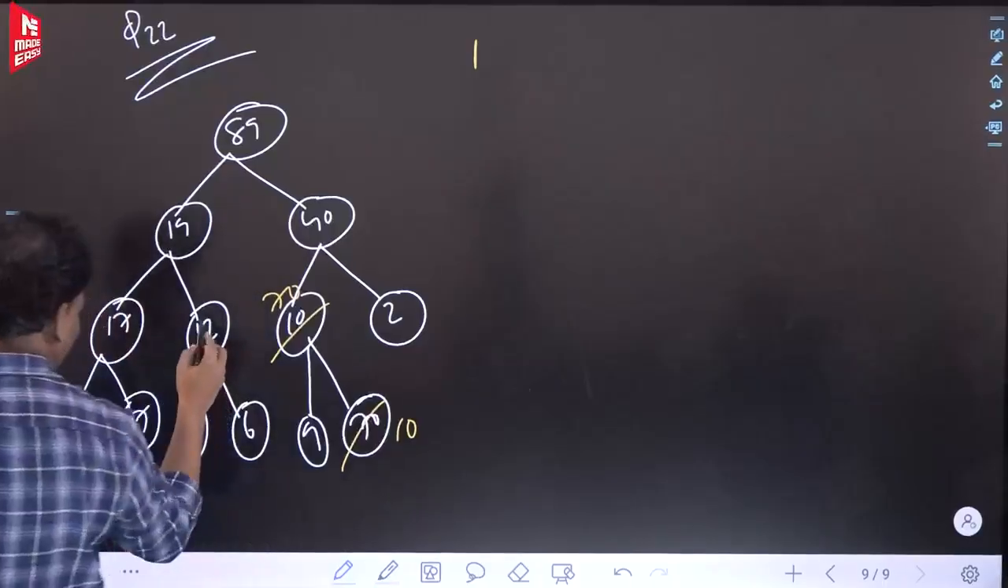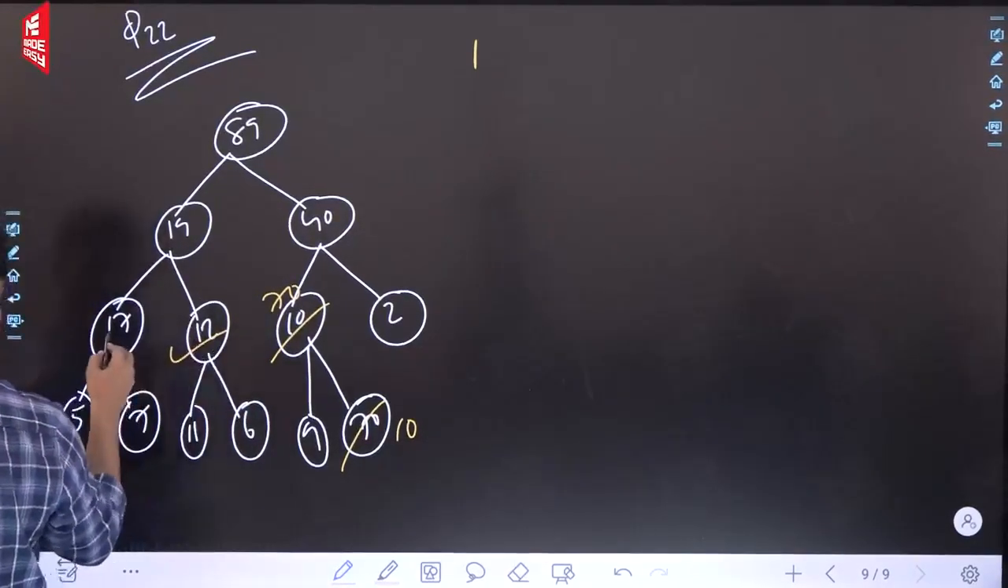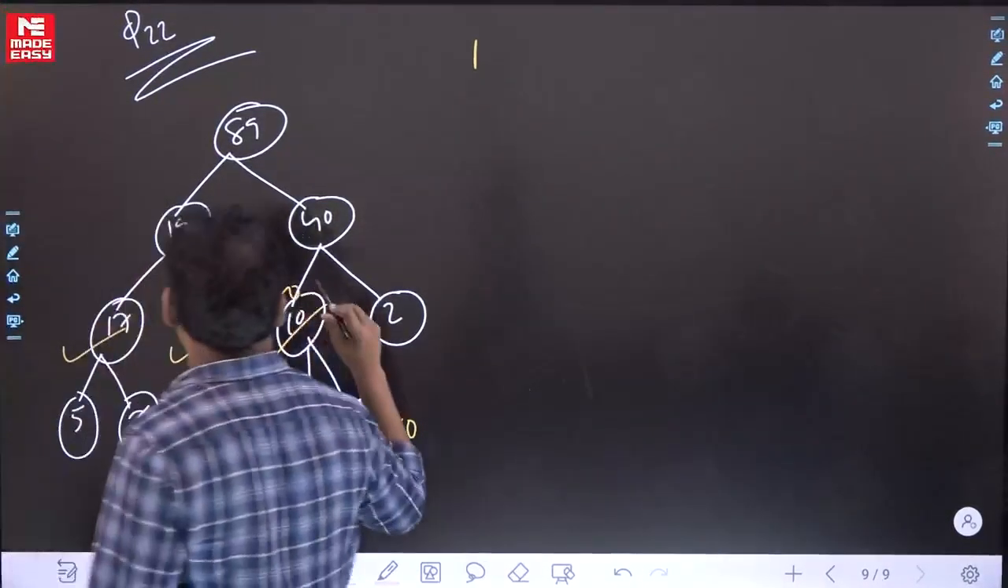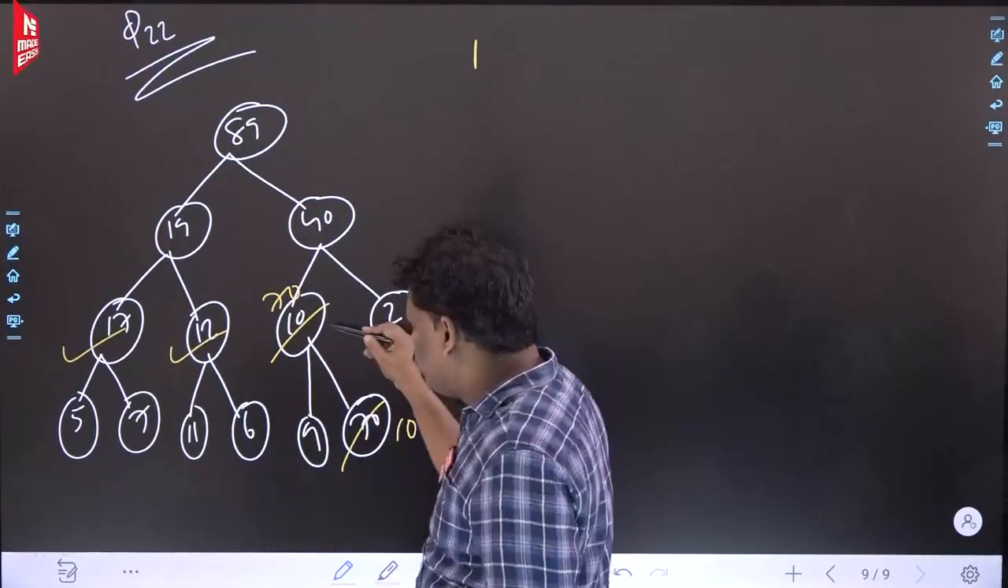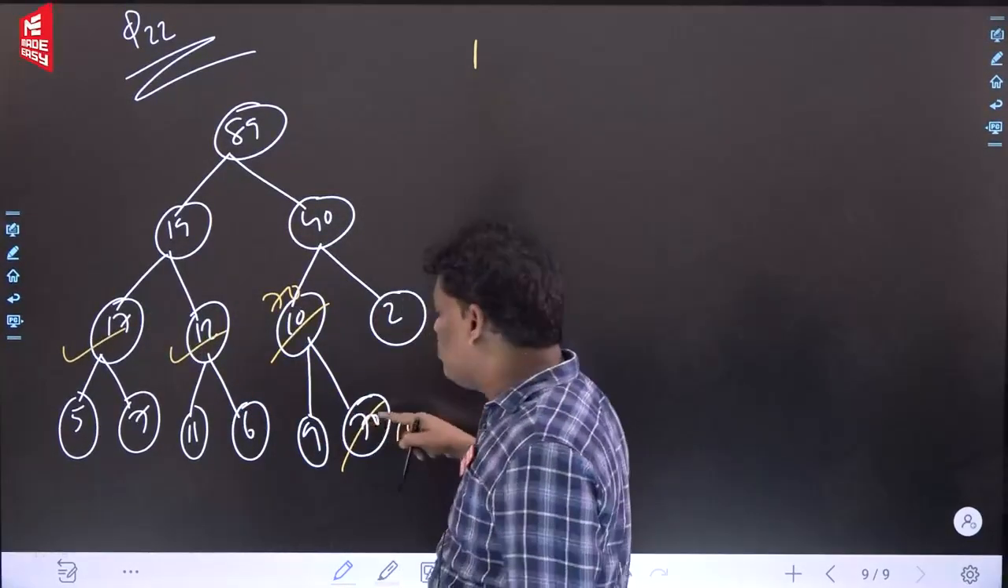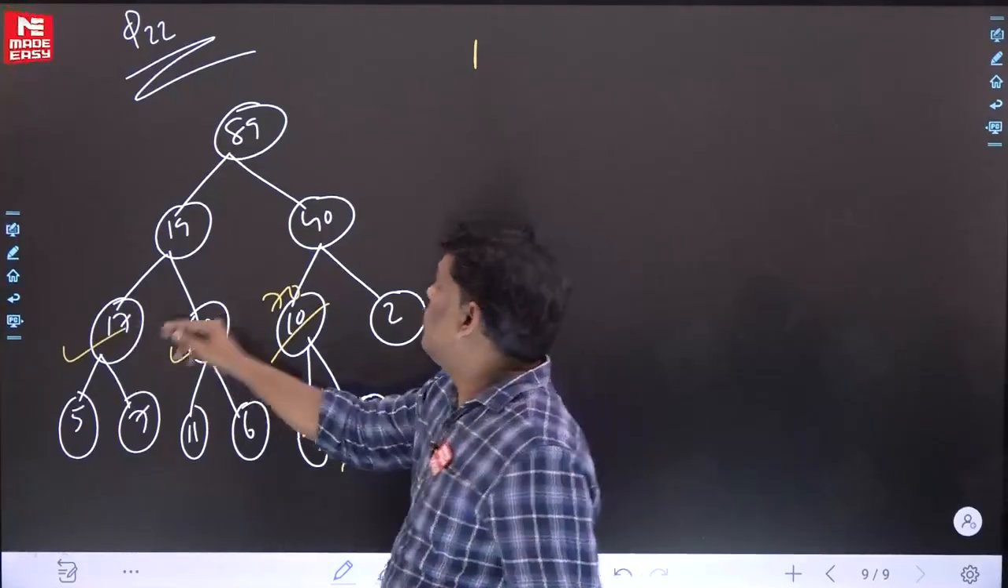Next, I think this also. 12, 11, 6, no problem. This one, no problem. Right? I think from the first non-leaf node onwards I started. From the bottom, first non-leaf node. This is over. Come here.